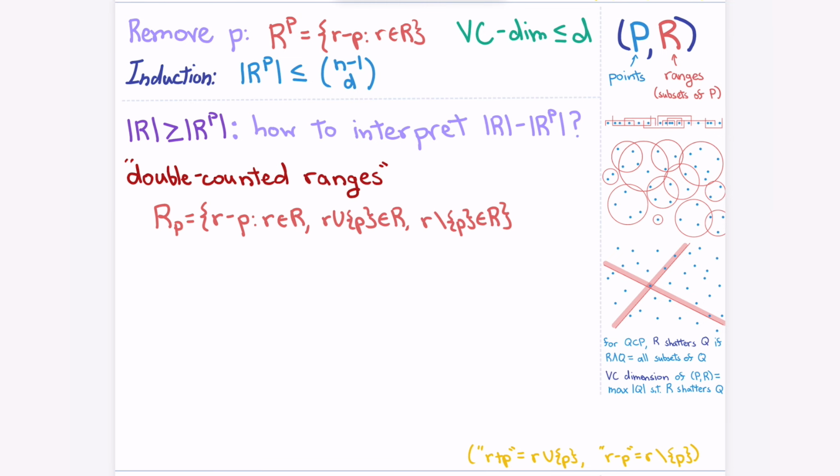Okay, so let's look at those double counted ranges. They're all the ranges that don't have p in them, but both with p and without p are in R. So these are all subsets, none of them have p, and they're just the ones that are double counted.